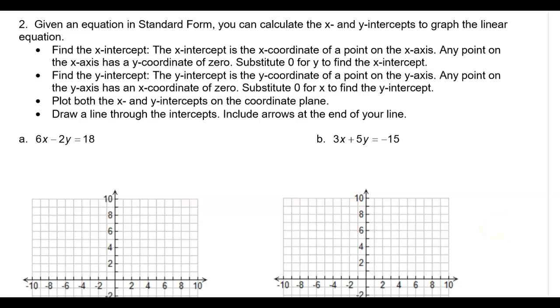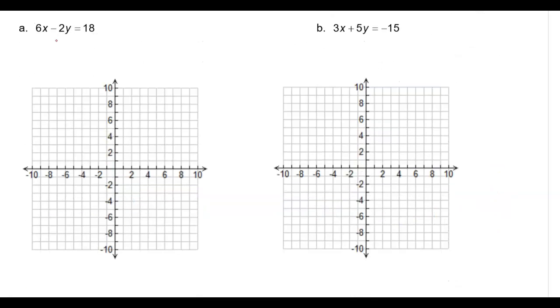Let's use x-intercepts and y-intercepts to graph the linear equation when it is in standard form. Part A, let's find the x-intercept first. When we want the x-intercept, we're going to zero out the y term, so we get 6x equals 18, so x is 3. That means we need a point at (3, 0).